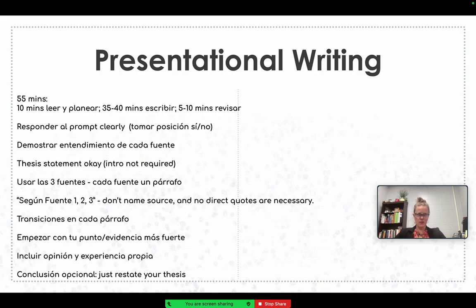Okay, so that's what the presentational writing looks like. So again, 55 minutes. It's going to feel rushed. You want to make sure you get started right away. Make sure you're answering that question and using all 3 of the sources. Okay, if there's time left over, again, you go through. First pass, transition words. Second pass, a few accent marks. Third pass, make sure you have fuentes 1, 2, y 3 in there.